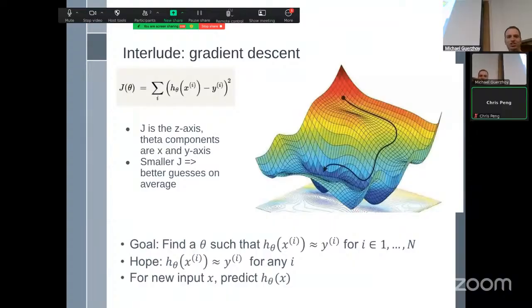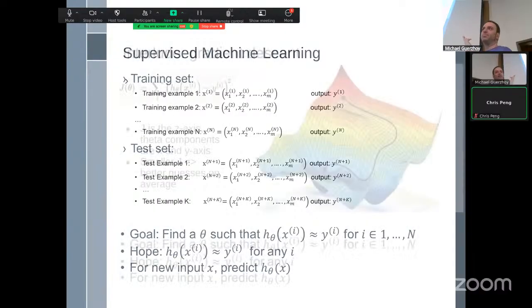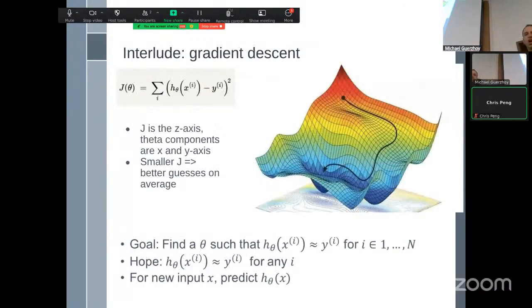A brief interlude on gradient descent. This is basically how you implement the idea that I outlined here, which is to find a theta such that for most i's, h theta of xi is equal to yi. So here's an idea. We set up what's called a cost function. That's a function of theta. And we set it up in such a way that this function is going to be small when h theta of xi is a good approximation of yi, and large if not.